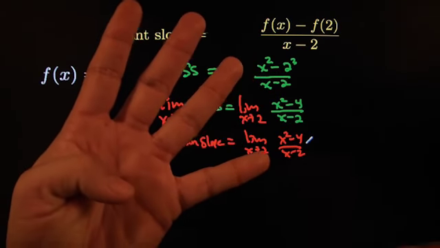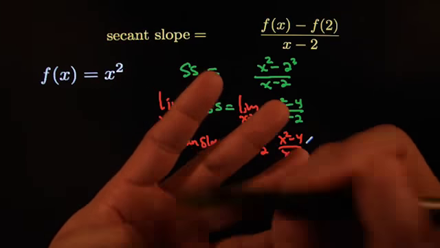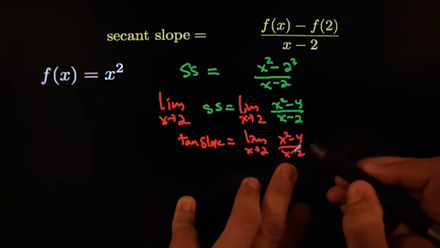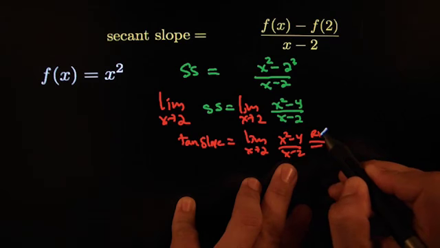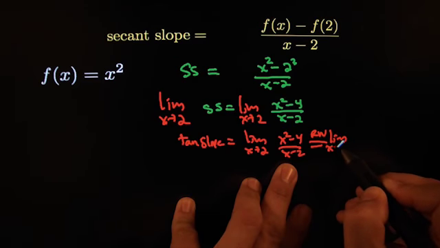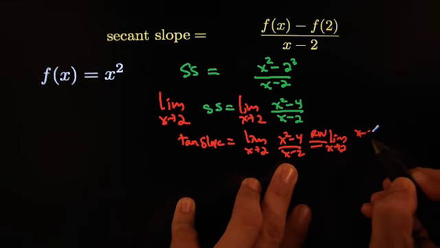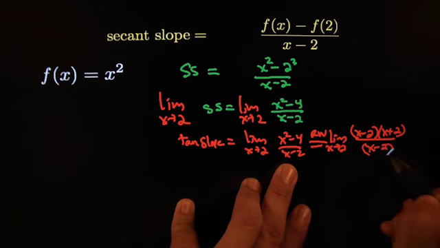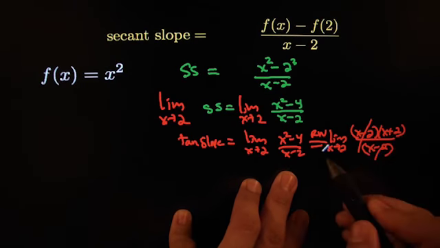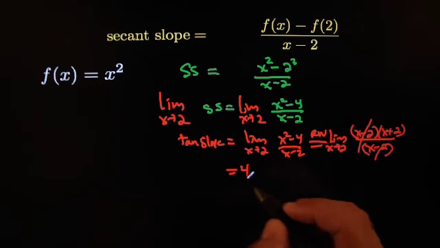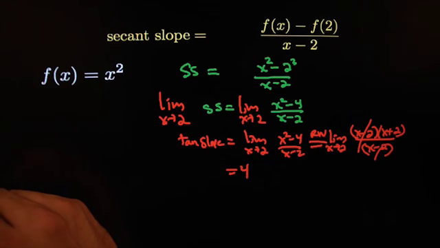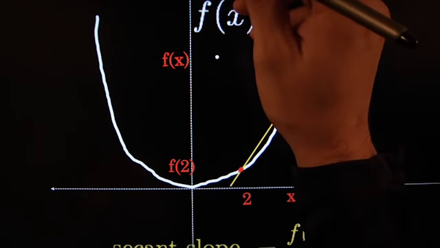We've got our 4 limit methods: the plug-in method, the rewrite, the engineers, the graphing method, etc. You try the plug-in method and you get 0 over 0, so you try a little rewrite. That would give you x minus 2 times x plus 2 all over x minus 2, and that cancels, and so you get x plus 2. You do the plug-in method and you get 4. Voila! We found our first tangent slope.